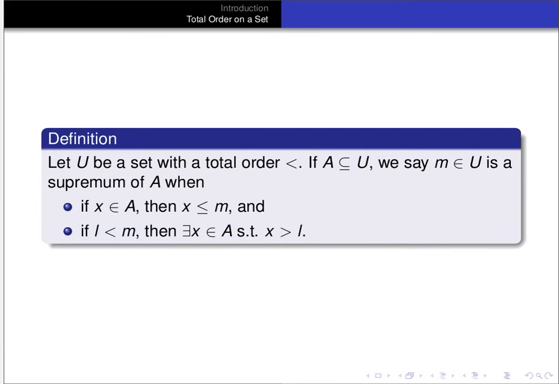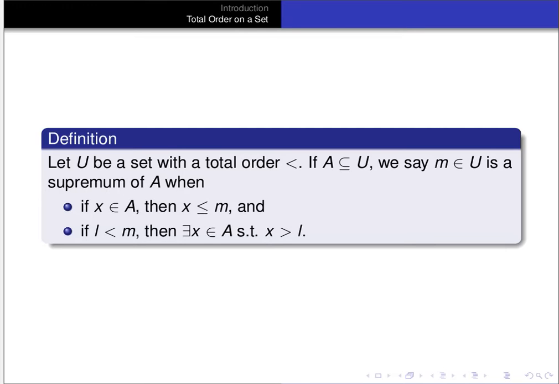Okay, just like infimums, we have supremums. Now, a supremum is going to be the least upper bound, as we'll see in a minute. So if A is a subset of U and U is a set with a total order, then M is a supremum of A when, first of all, it's an upper bound. So M is greater than or equal to everything in A. In other words, if X is in A, then X is less than or equal to M.